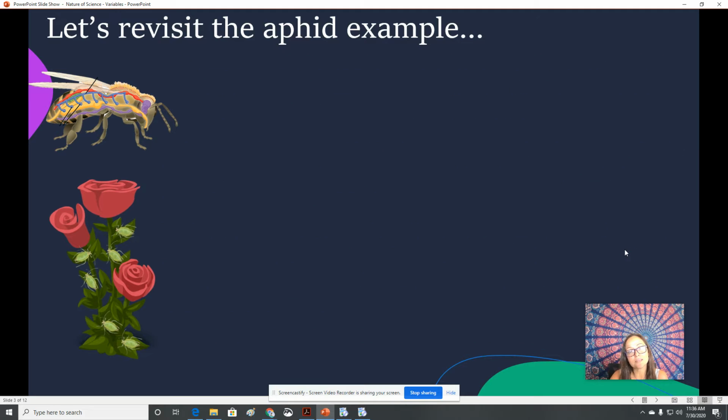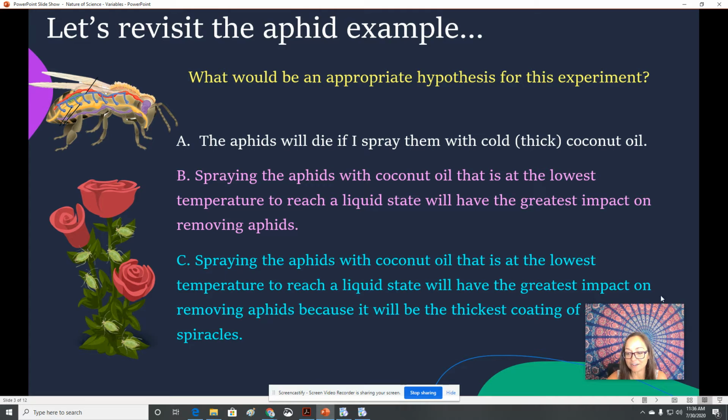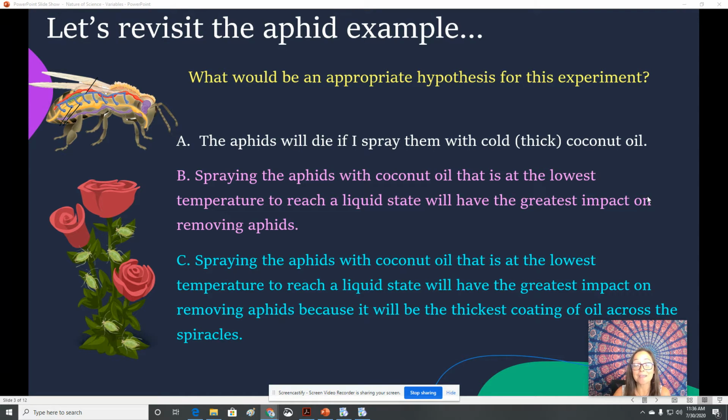So when we think about what is an appropriate hypothesis for this experiment, I have three here. If you remember, a hypothesis is an explanation that you can test. So for part A, the aphids will die if I spray them with cold or thick coconut oil. That's actually like a prediction. And then the next one, B, spraying the aphids with coconut oil that is at the lowest temperature to reach a liquid state will have the greatest impact on removing aphids. Again, that's also a prediction. There's no explanation there. A hypothesis is an explanation that you can test. Both A and B are predictions.